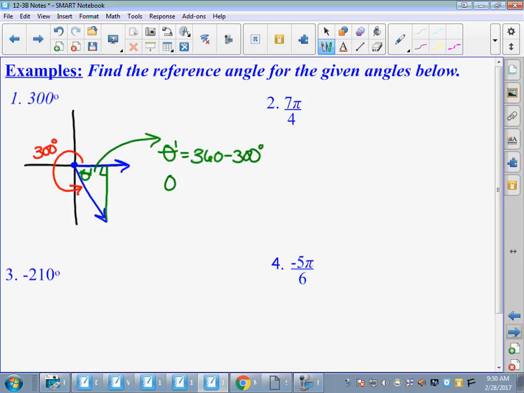And so then theta prime is equal to 60 degrees. That's all I want. I want to see what calculation you were using, and then you actually show me the answer. If you just give me theta prime equals 60, it's not enough information. I want to see how you came up with that information. It's all about telling the story. And that's it. So that would be the reference angle. We would use a 60-degree angle to find any trig value involving 300.